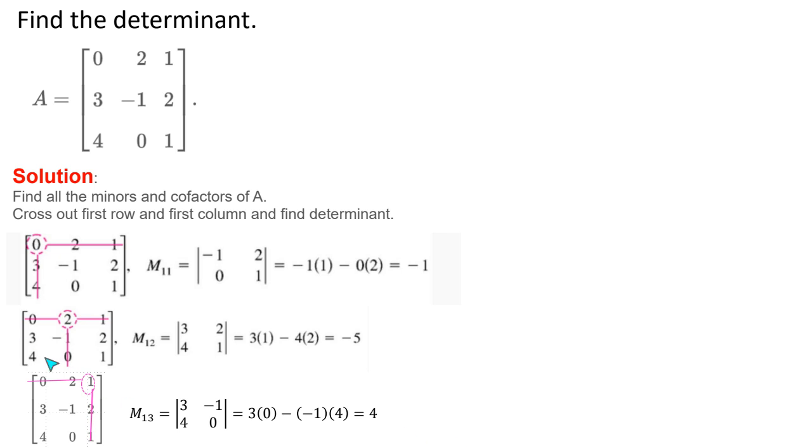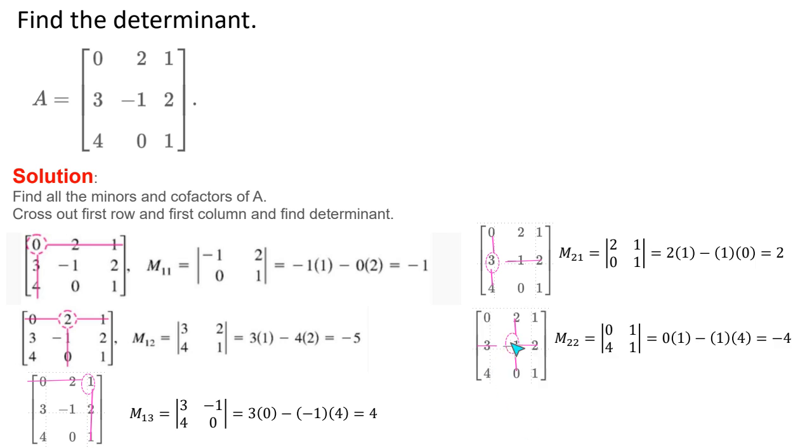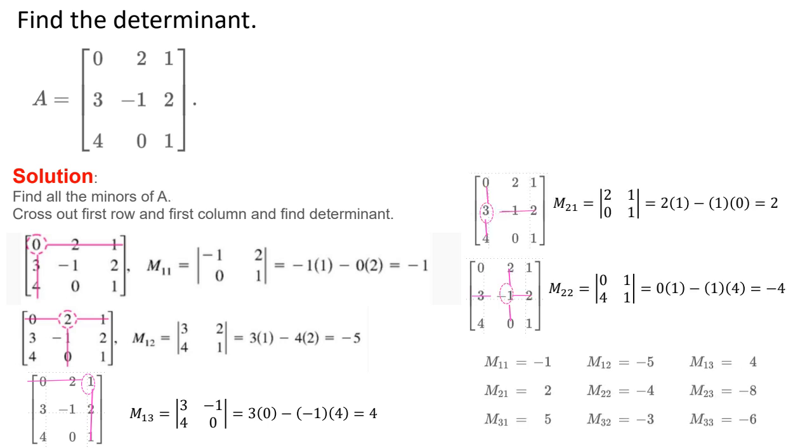Now that I'm done with the first row, I go on to the next row. So I start with 3. I cross out the row and column that it's located in. And then I have 2, 1, 0, 1. Find the determinant, we get 2. And then we go to the middle number. So now we have 0, 1, 4, 1. And then we go to the next number. And you keep going through the next row as well. So then you do the 4, the 0, and the 1. And so we end up with these minors here, okay?